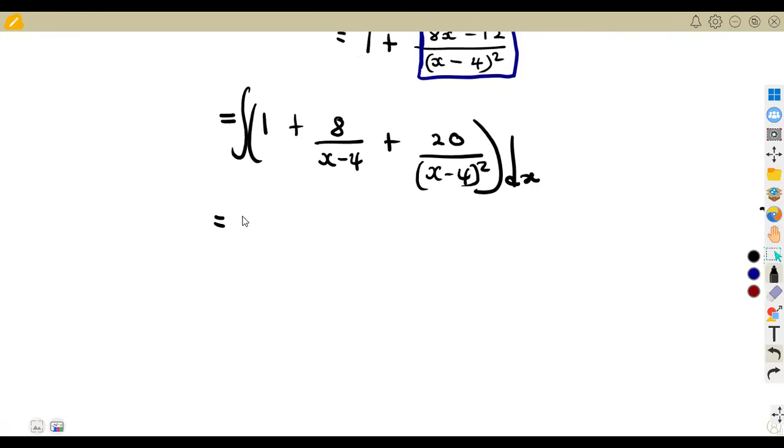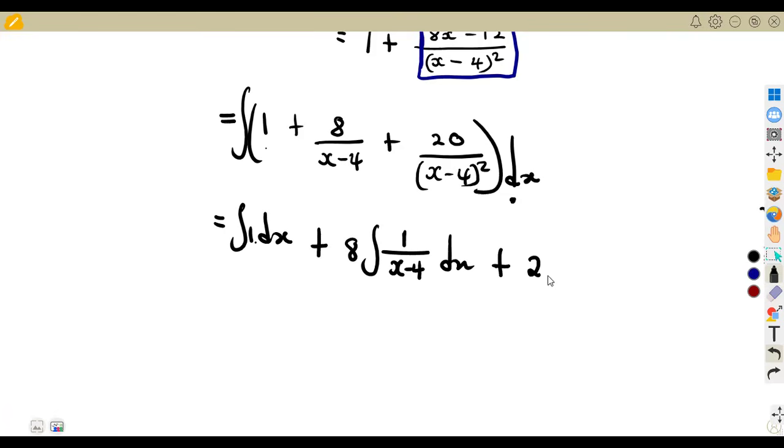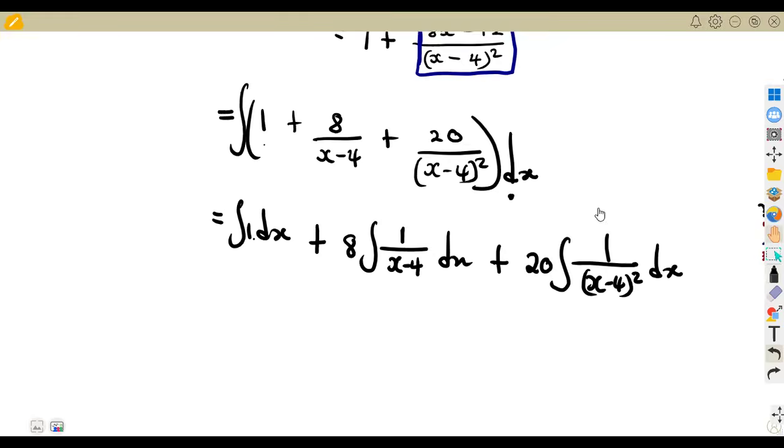So this will be equal to the integral of 1 with respect to x. This is just like the integral of dx. Yes, you can write 1, it does not affect. Plus 8 is a constant, we're going to take it out of the integral. So it's 8 times the integral of 1 over x minus 4 with respect to x. Plus, in this case, we've got a 20, so that will be 20 out of the integral, then 1 over x minus 4 squared with respect to x. So this is what you're going to have at the end.